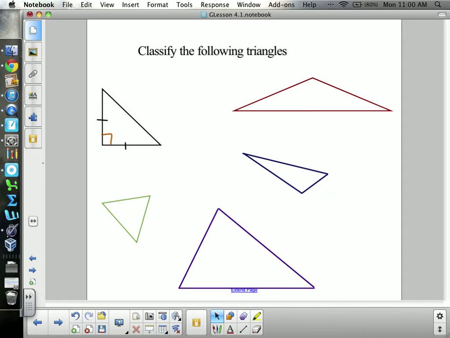So how would I classify this first triangle here? The black triangle. What do you say, Owen? It is a right triangle. That's the name for its angles. What would be a name for its sides? Isosceles. So we call this right isosceles.